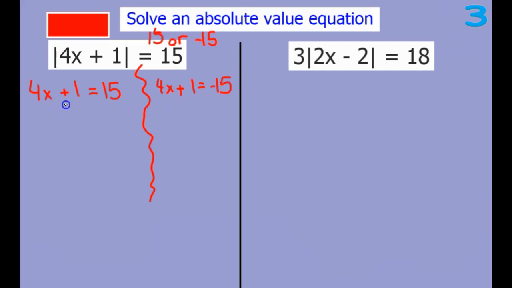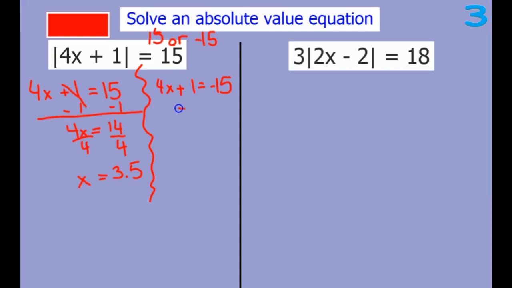So if we solve this, first of all we have to subtract 1. 15 minus 1 is 14. What we're left with is 4x equals 14. We have to divide by 4. Divide by 4 to get x by itself. What we're left with is x equals about 3.5. Now that's fine that we got a decimal. 3.5 is a pretty easy decimal.